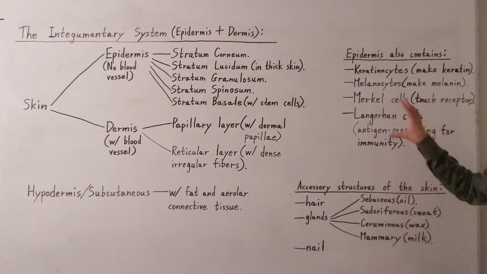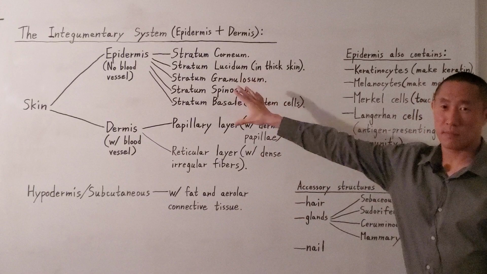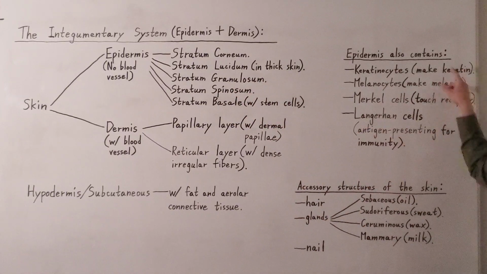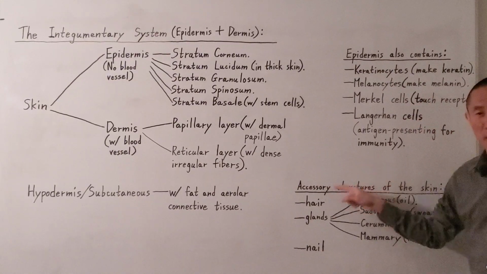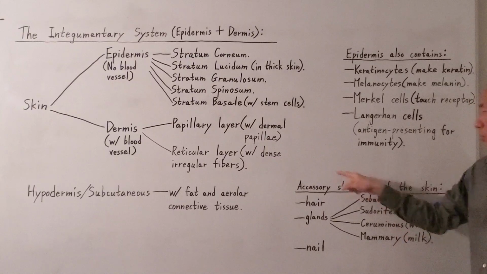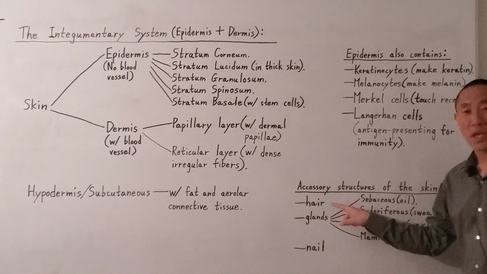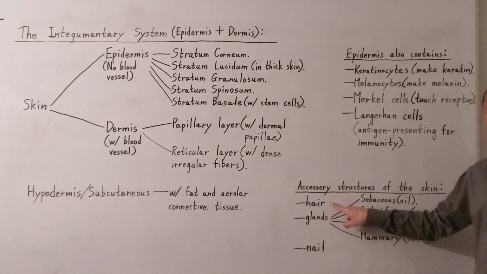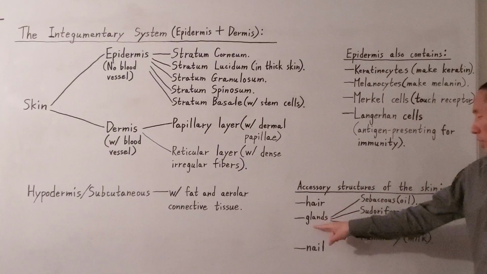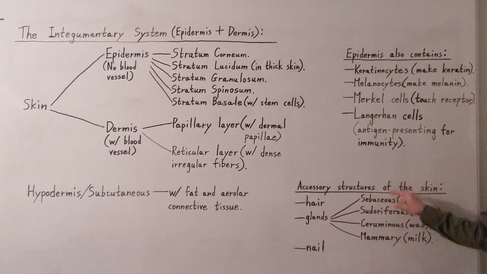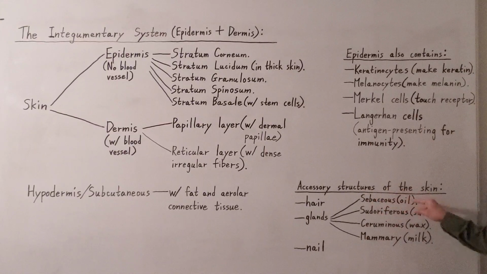Right now we just talked about the general layout of the skin, and we also talked about the cells in the epidermis. Now, let's talk about the accessory structures of the skin. The word accessory means extra, so you can see these are extra structures of the skin. Some of the extra structures of the skin are the hair, the glands, and also the nails. When you look at the glands, you have 4 major types. One of them is called the sebaceous gland.